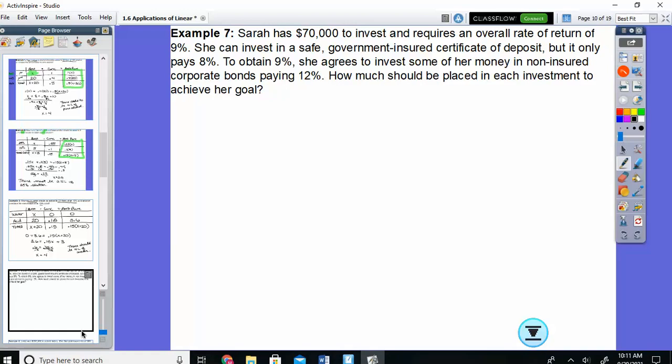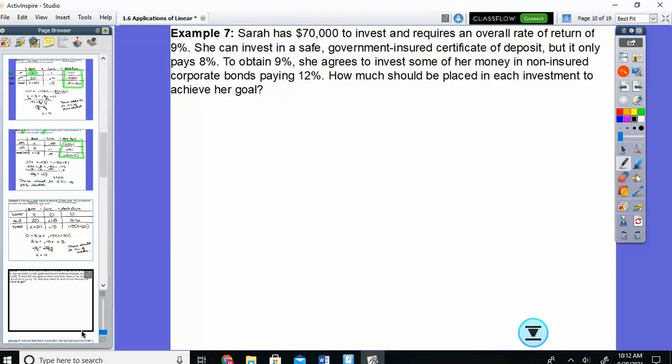So Sarah has $70,000 to invest and requires an overall rate of return of 9%. She can invest in a safe, government-insured certificate of deposit, but it only pays 8%. To obtain 9%, she agrees to invest some of her money in non-insured corporate bonds paying 12%. How much should be placed in each investment to achieve her goal?